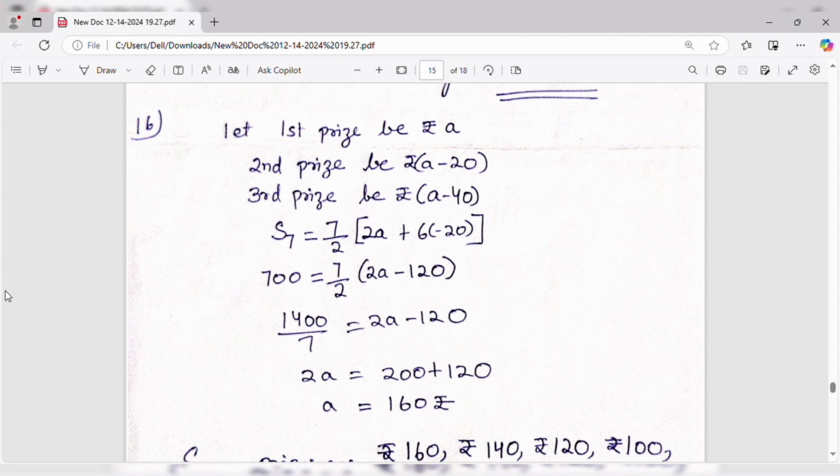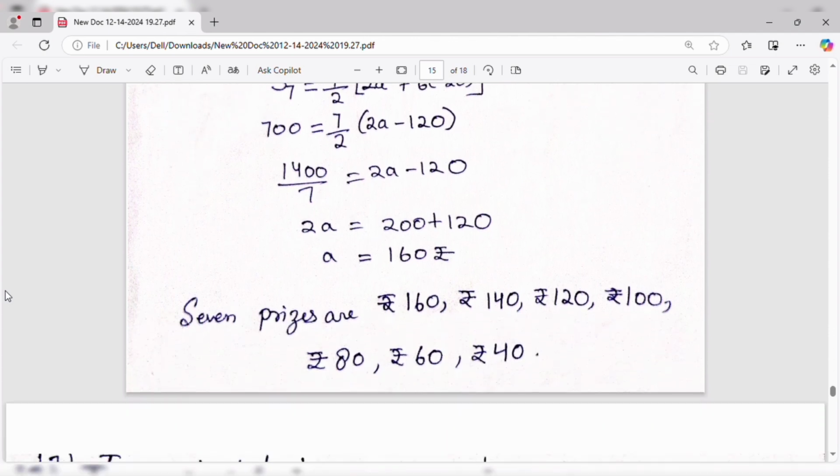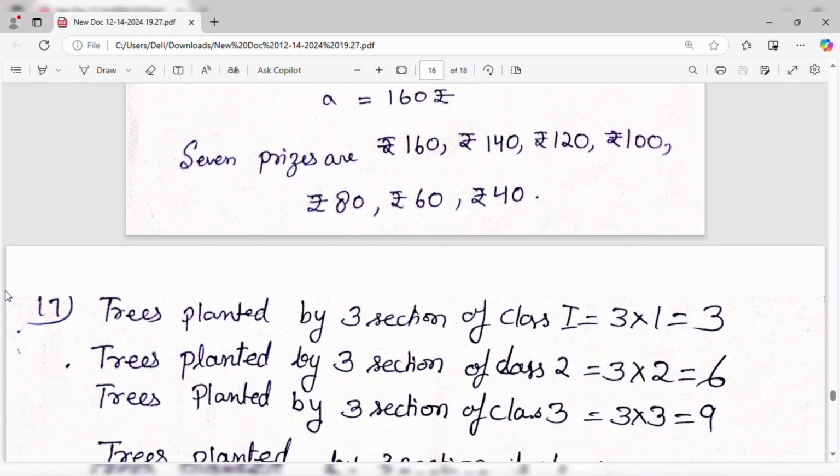So we are taking the first prize as A rupees, the second prize as A minus 20, then the third prize would be 20 less, so it is A minus 60. S7 is 700, so we will use the formula of Sn and we will get A as rupees 160. So the first prize would be 160, second would be 20 less, so it would be rupees 140, then 120, then 100, 80, 60 and rupees 40 respectively.